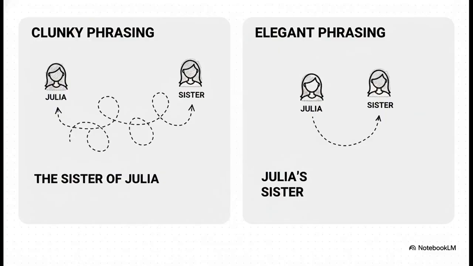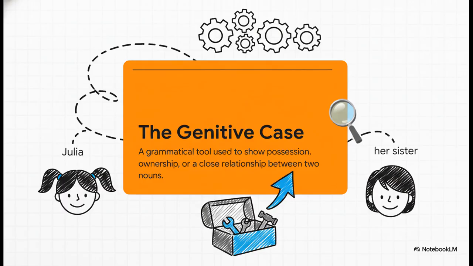Just look at the difference here. On the left, you've got the sister of Julia. I mean, it gets the job done, but it's kind of clunky, right? Then look at the right, Julia's sister. It's just so much cleaner, more efficient, and direct. This shows perfectly how one little grammatical tool can make language flow so much better. And yeah, that powerful little tool has a fancy name, the genitive case. But don't get hung up on the term. Just think of it as the language's special way of drawing a direct line between 2 things, like Julia and her sister. Our characters have just added a totally essential piece of gear to their communication toolbox.